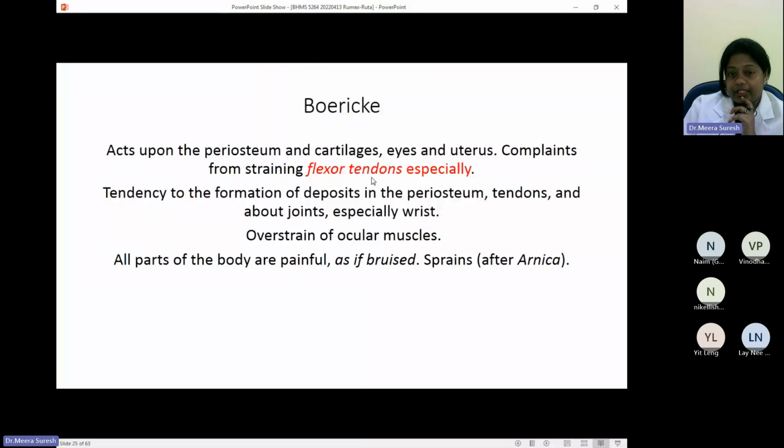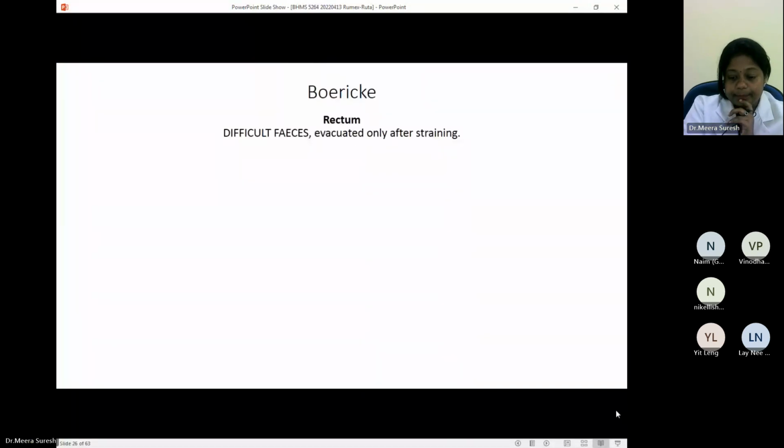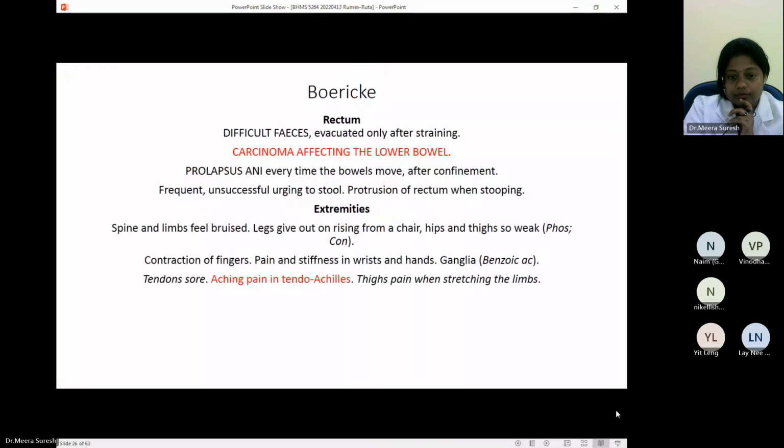So here they have specifically other symptoms: the periosteum, cartilage, eyes, and uterus. We have seen that, and mostly the flexor tendons are affected. Even in case of Rhus tox, it was the flexor tendons that were affected. The deposit formation, that is the ganglion in the tendon, especially the wrist joint, we can see. Then overstrain of ocular muscles, sprains as if bruised. Yeah, this is an important symptom. Okay, this is in Boericke.